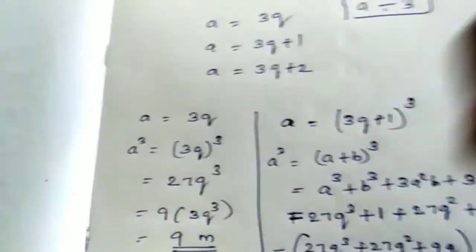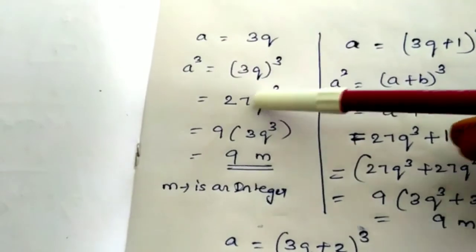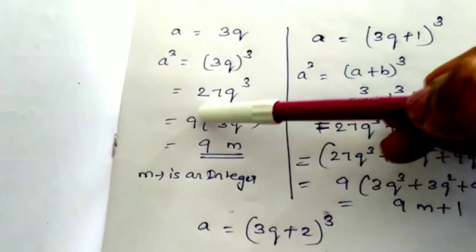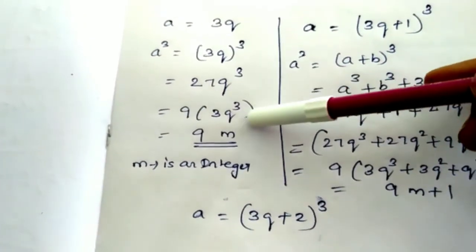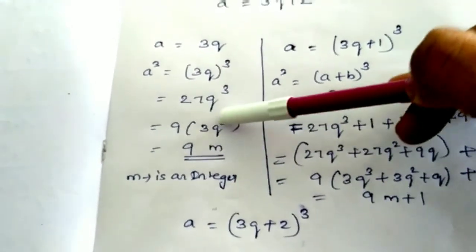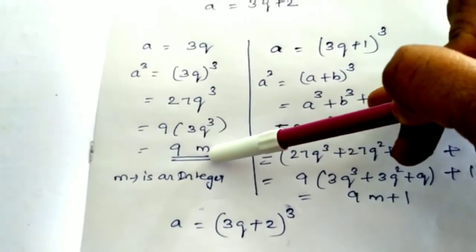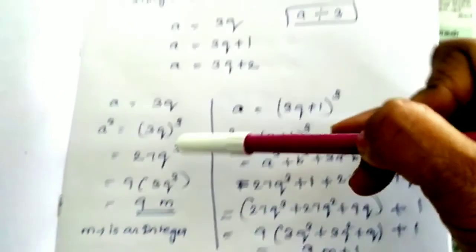Now consider a is equal to 3q. Now cube it. What is a cube? 3q whole cube. 3 cube is 27, so 27q cube, which is 9 into 3q cube. Now consider this 3q cube as some number, q is a number. So 9 into some number. Therefore the cube of this number is in the form of 9m. Come to the second case.